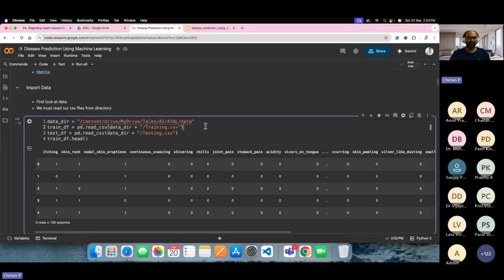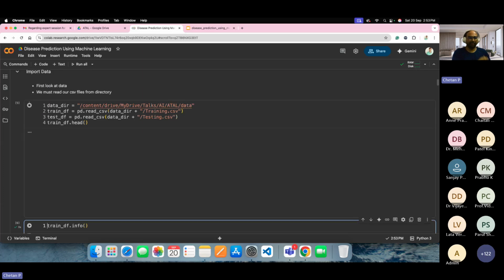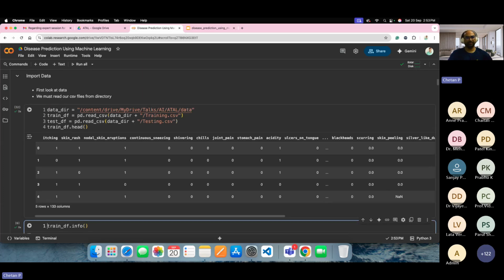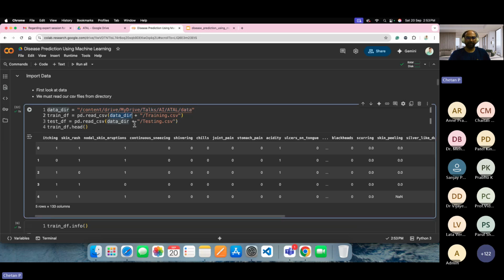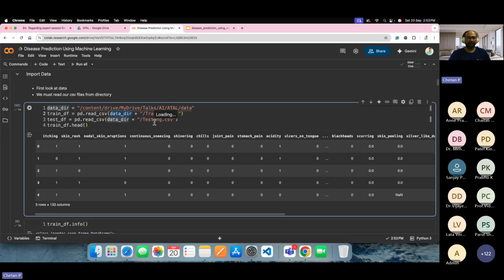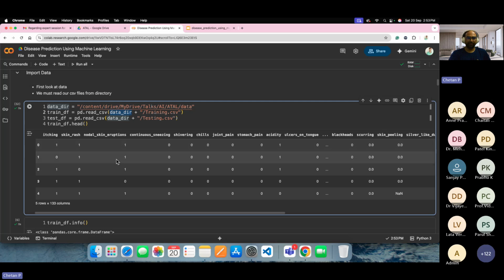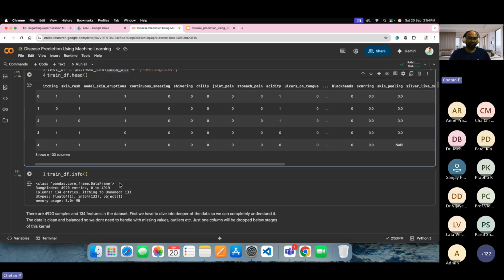Okay. So the very first thing is I'm loading this data using the pandas library, pandas.read_csv. I'm passing my base directory and training.csv, base directory and testing.csv. And you can see that my data has been loaded here. There are 133 columns and around 5,000 records.